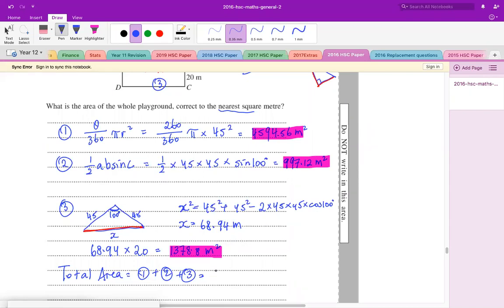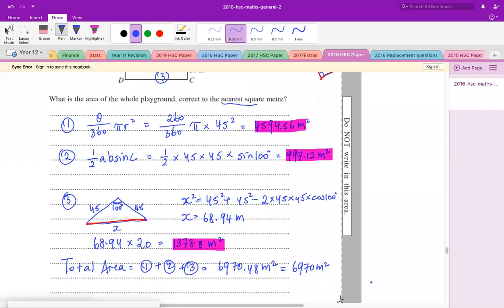So that's 6970.48 meters squared. But then, because you're just keeping to the nearest square meter, just keep this. So I'll leave this here for 20 seconds for you to copy, and then I'll move on to the next one.